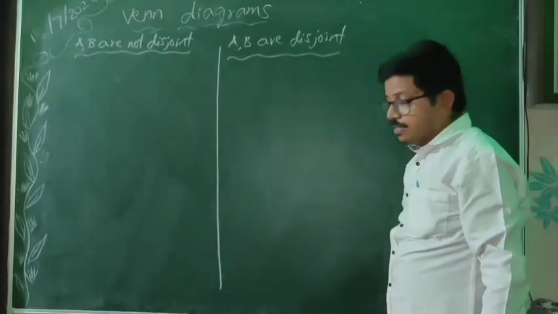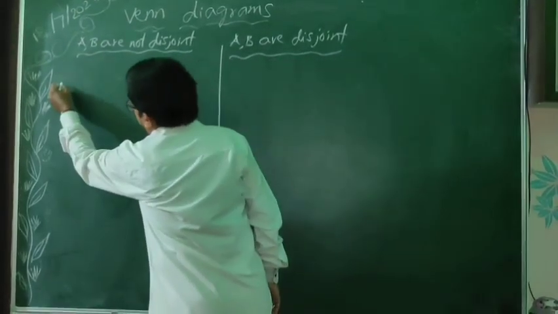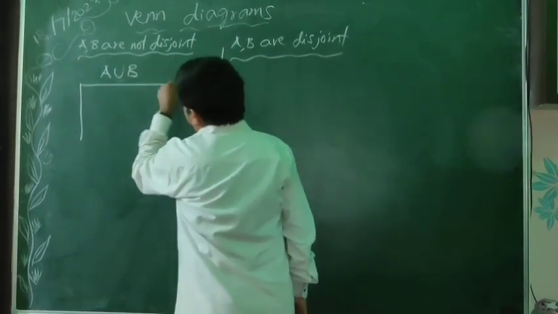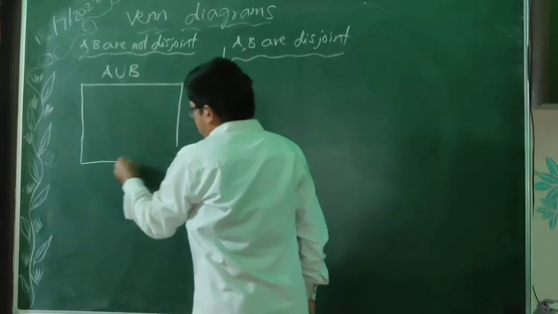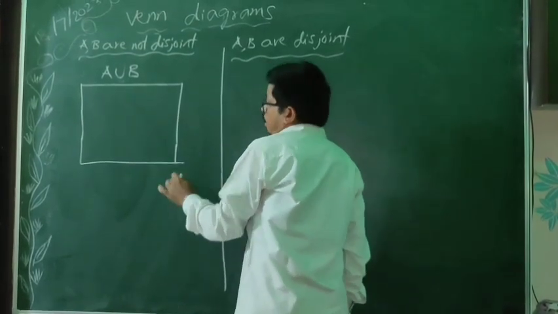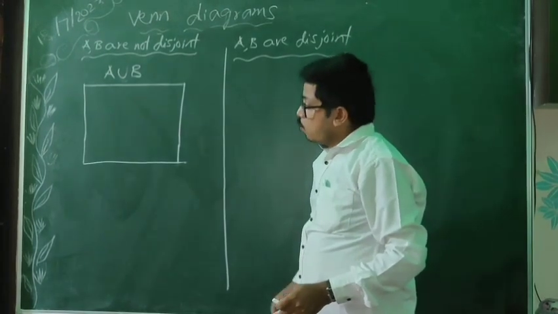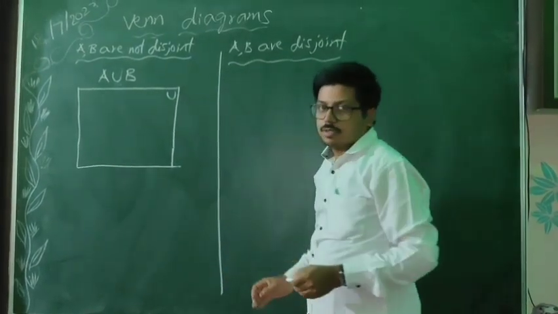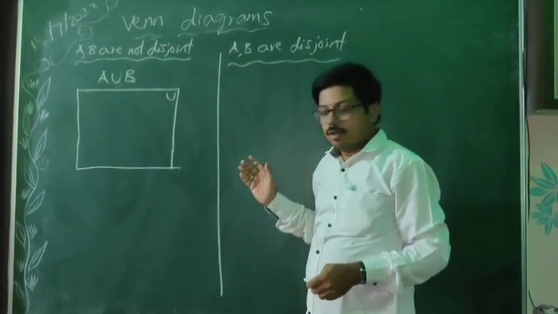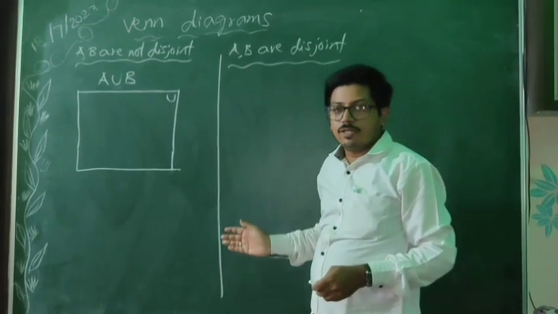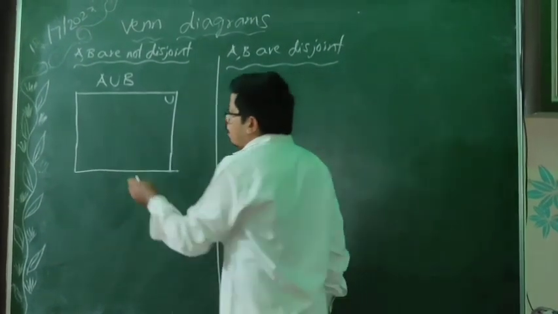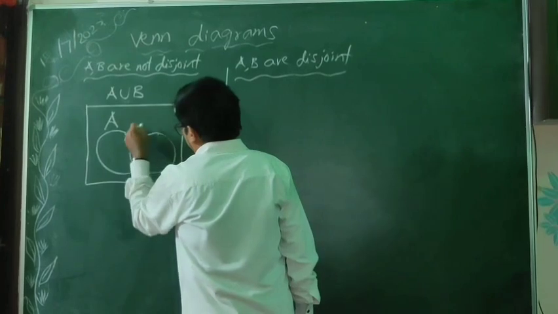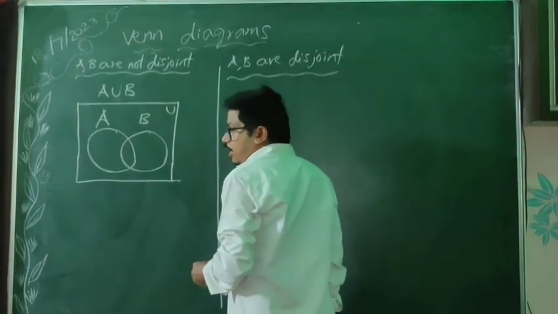In the first instance, I want to go for A union B, where they are not disjoint. For any operation, let us not forget to draw the universal set U. Of course, choosing the universal set depends on the conditions or definitions of the sets we take. A, B. So I am taking A union B.